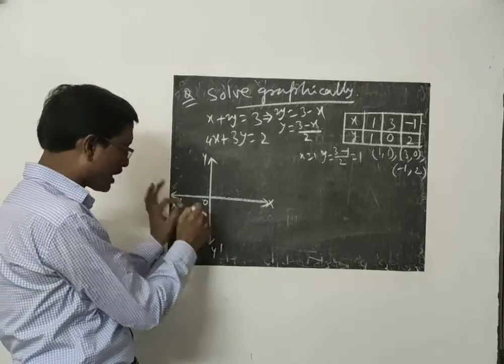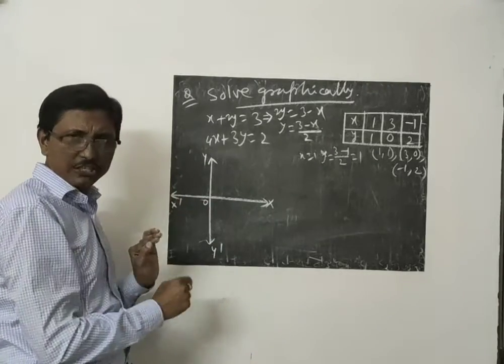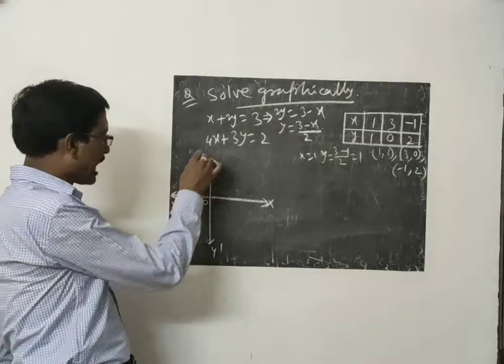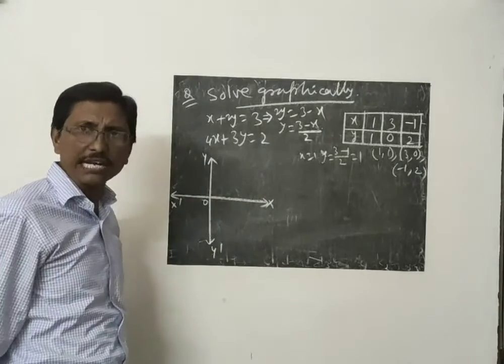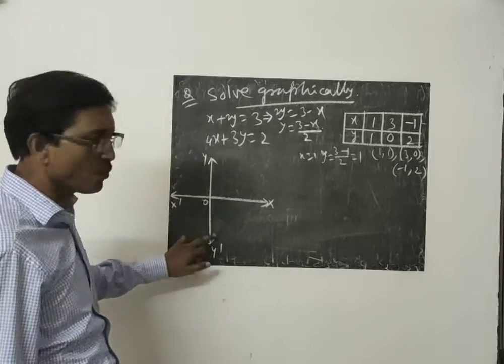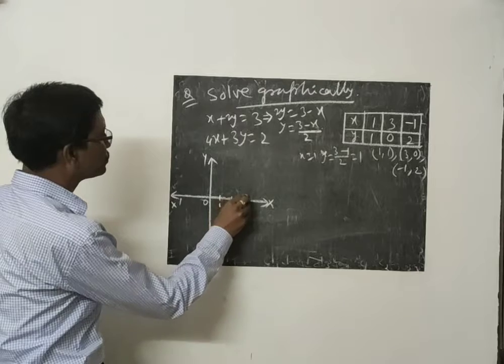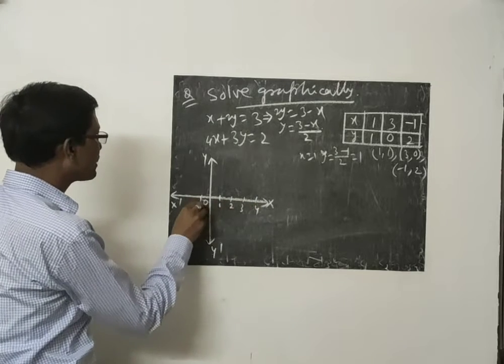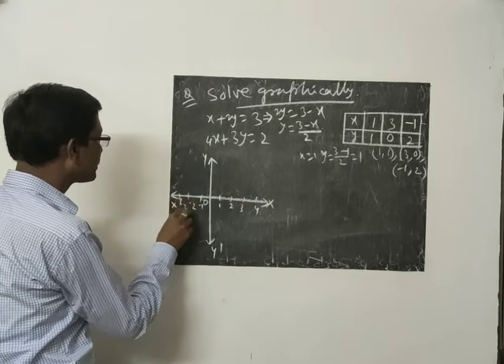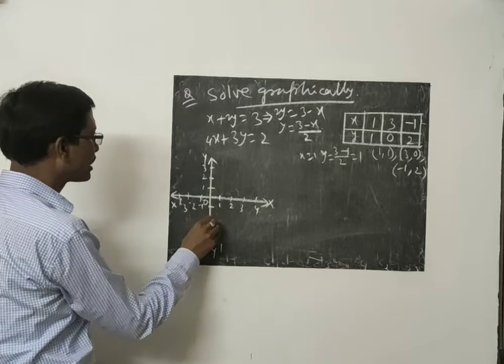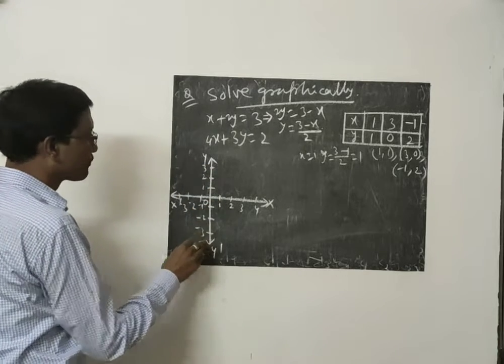It is standard form. The horizontal line is known as the x-axis, x'ox. The vertical line is known as the y-axis, y'oy. Keep equal gaps: 1, 2, 3, 4 on this side, and minus 1, minus 2, minus 3 on the other side, like this.